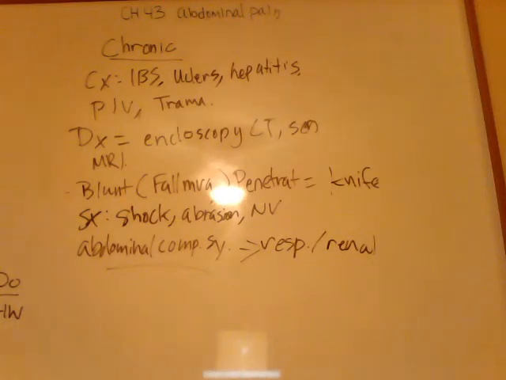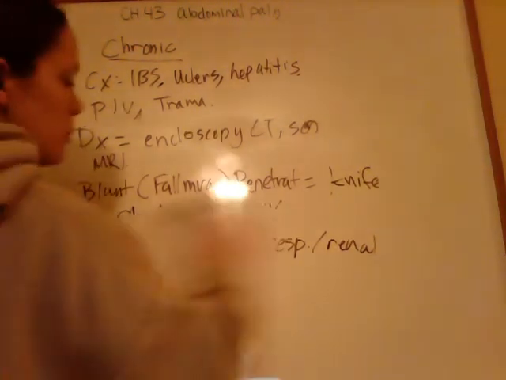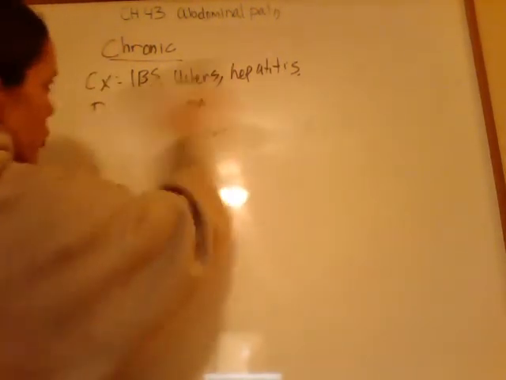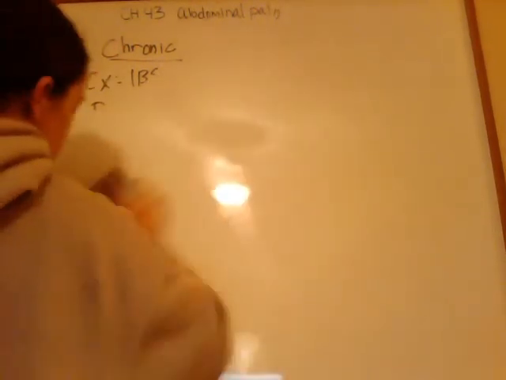Now, the other one that we're going to talk about is going to be your inflammatory disorders, and those are your types of things. All right, so again, chronic, you have blunt or you have penetrating trauma. Endoscopic is going to be the main route here. Really monitoring for shock, and compartment syndrome is a possibility. All right, inflammatory disorders.